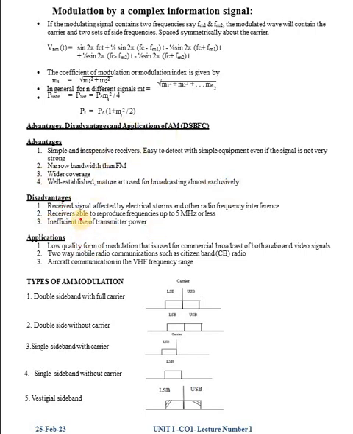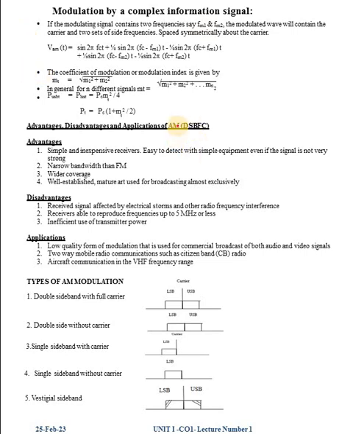What are the disadvantages? The received signal is affected by electrical storms and other radio frequency interference. Receivers are able to reproduce frequencies only up to 5 MHz or less. There is insufficient use of transmitted power because only 33.33% of power is utilized for carrying your information, and the remaining power is wasted. So these are all the advantages and disadvantages of AM.